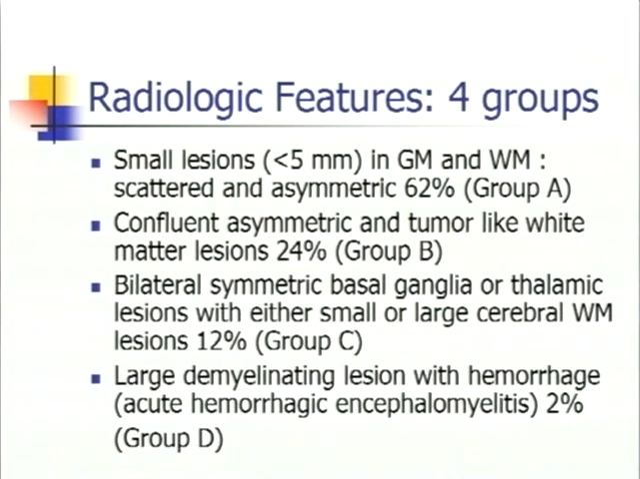Just to remind you that usually what is seen is that you have these increased T2 signals that are usually less than 5 millimeters, both in the gray matter, or the areas of the nerve cells, as well as in the white matter itself. And they tend to be scattered and asymmetric all over the brain. There are some times where they can involve the deep gray matter as well, and that certainly can be a diagnostic tip-off.